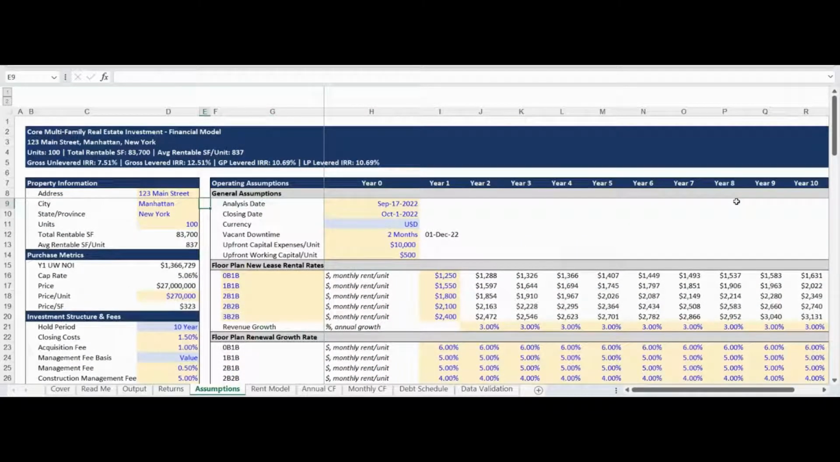Next up is the operating assumptions, which begin with inputs for general property and analysis information. The model also has the ability to input downtime for immediate vacancy due to renovations, as well as a renovation budget and working capital funding.